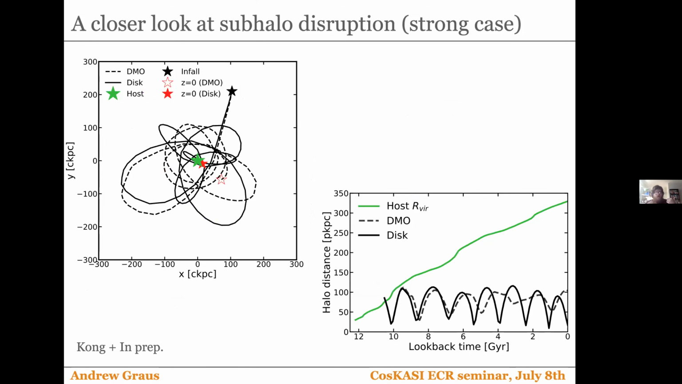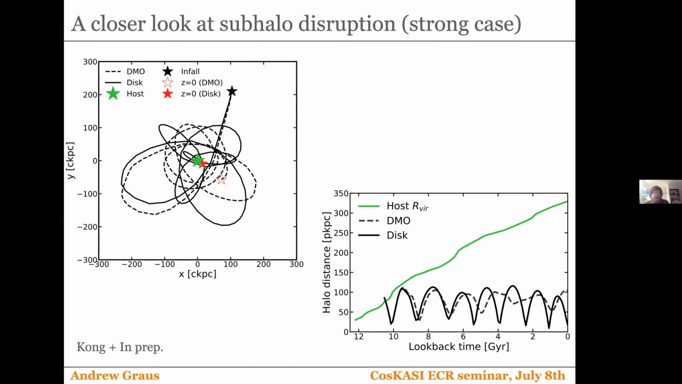Now I'm going to look at a corresponding strong case. So this is a case where we found a subhalo whose orbit changes very differently, and it ends up in a much different state between the dark matter only and the disk simulations. So again, in the top left, you can see the orbit diagram of this object, and then in the bottom right, you can see the distance over time, the orbit in another way.